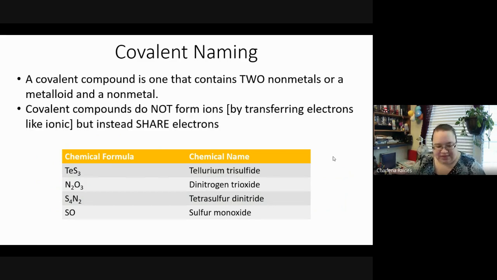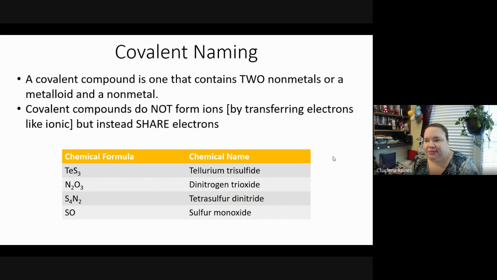And the way these elements form those bonds is by sharing electrons. So they share their outer valence electrons in order to achieve their octet, which means they don't form ions. So we don't actually have to look at the periodic table to determine the charge. We just have to look at the periodic table to determine the symbol if we don't already know it.